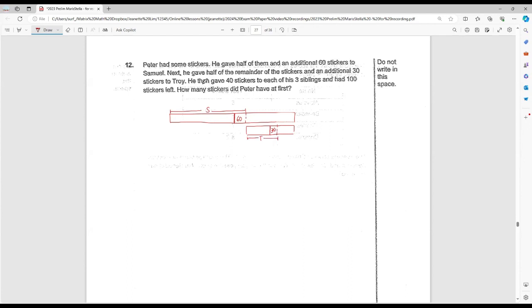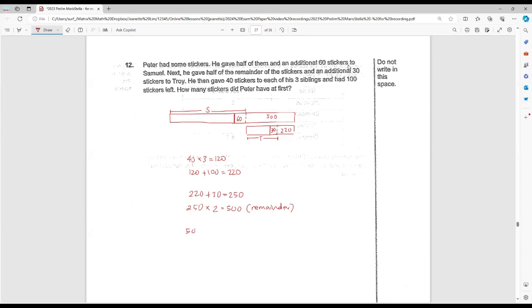Then the rest will be 40 each to 3 siblings and also 100. So 40 times 3. Then we add 100. So this is 220. So half of the remainder is 220 plus 30. So if you draw your model properly, it should actually be quite easy to see. So 250 times 2 is 500. 500 is the remainder. Okay, so here 500.